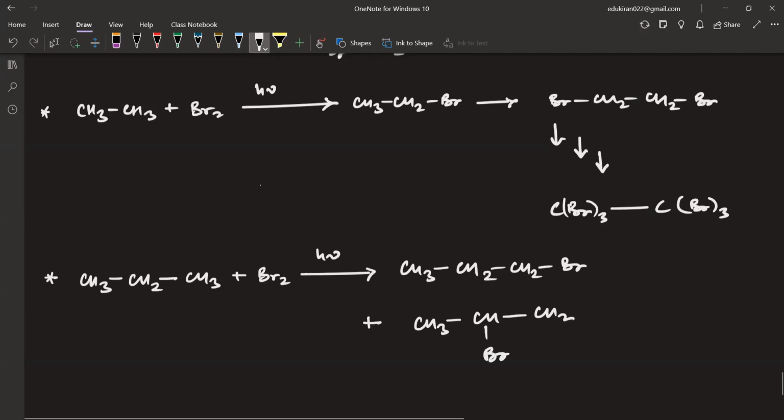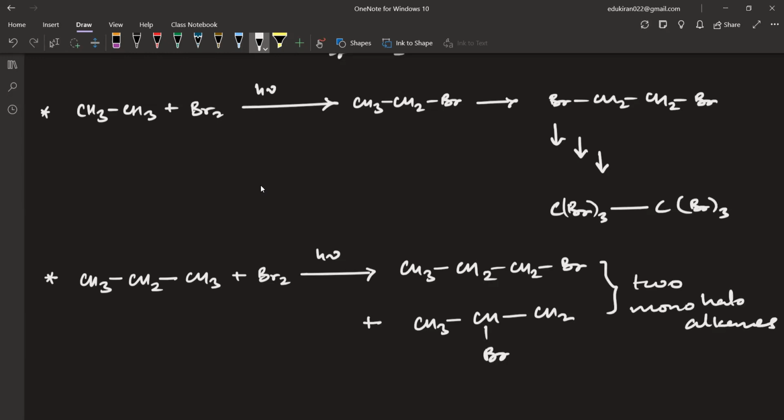And as you can see, there are two different kinds of carbons. This carbon and this carbon, these two are different. And this carbon is again the same as the third carbon. The first carbon and the third carbon are the same. That is why we are just getting two monohaloalkanes. So how many products are we getting? We are getting two monohaloalkanes. Now in the first case, the Br is on the first carbon. And in this second case, we have Br on the second carbon atom.